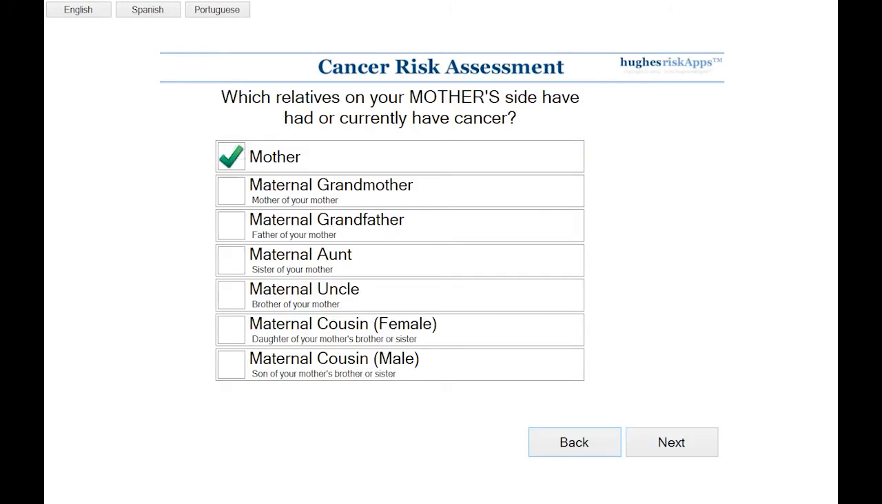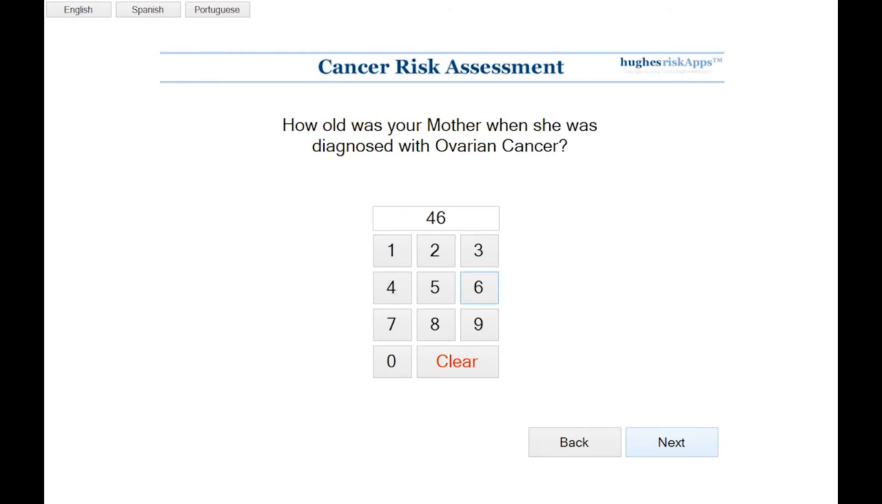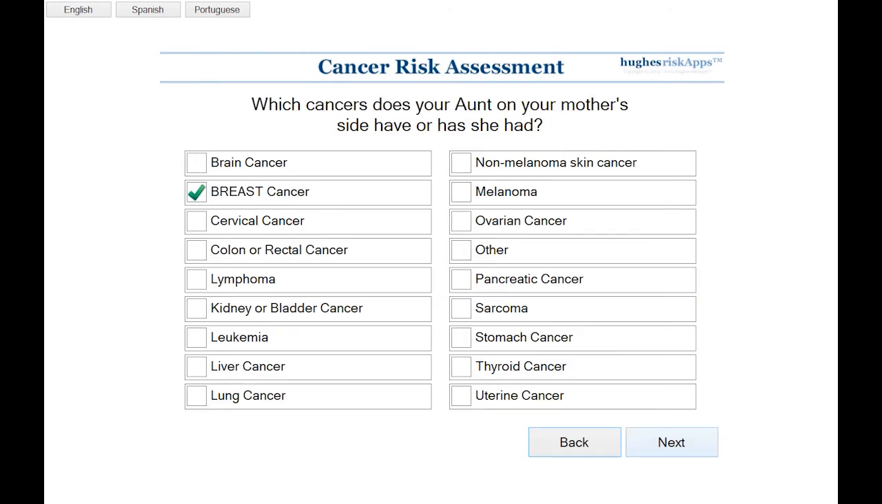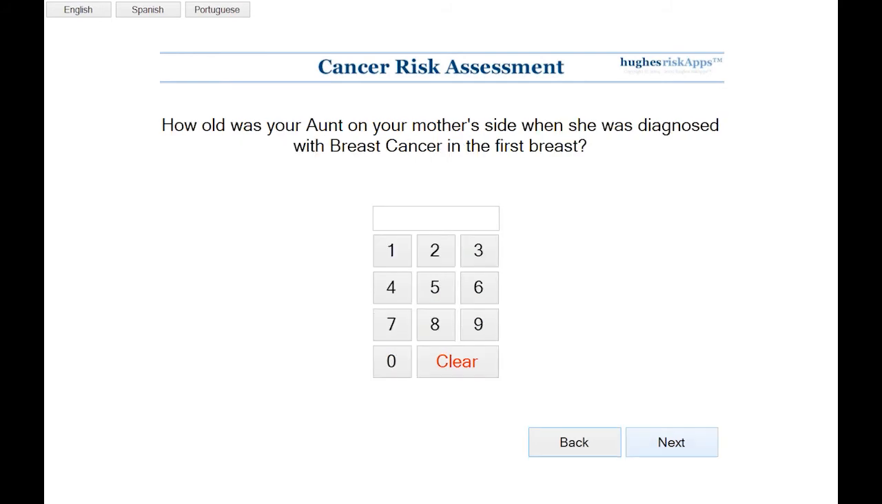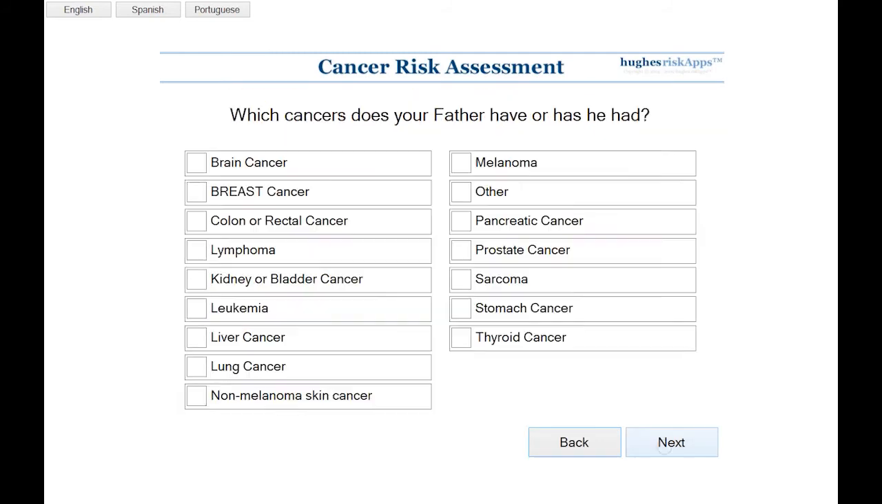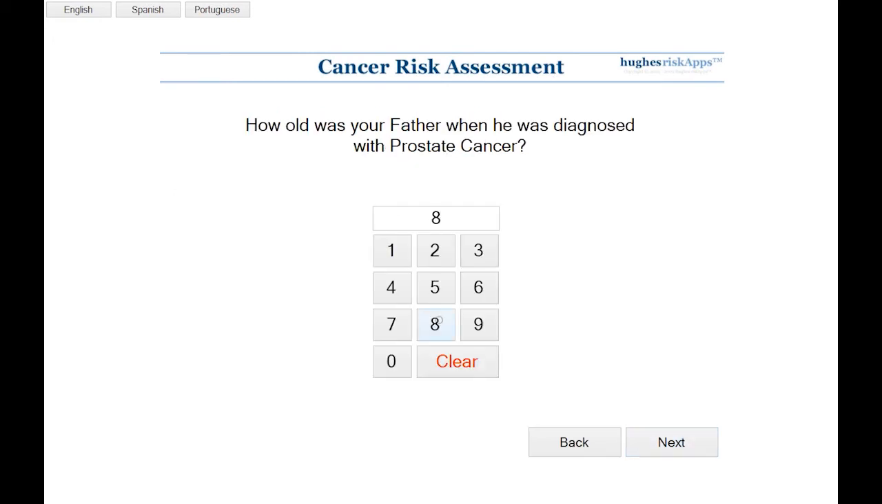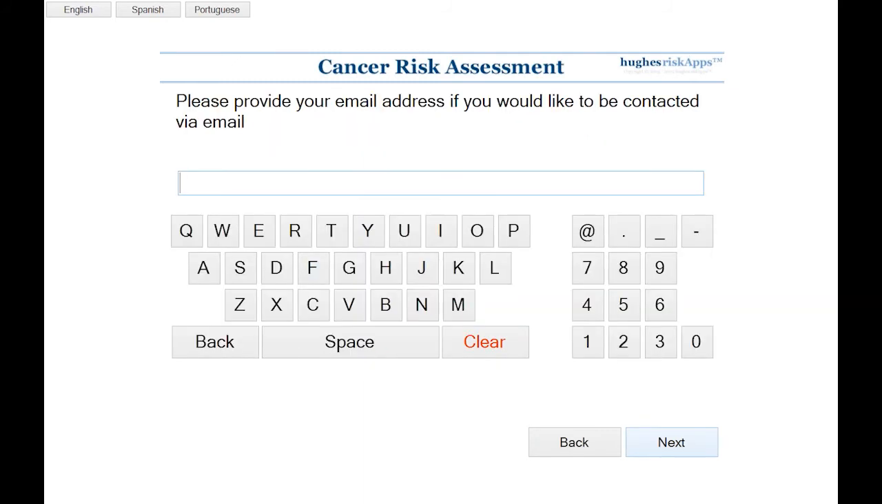Goes on to the mother's family. There's only one mother, but there could be more than one maternal aunt. The mother had ovarian as well, and she was 46. And the aunt had breast cancer. With her breast cancer, it wants to know if it's bilateral, and if bilateral, how old for the first, and then how old for the second. Goes on to the father's side of the family, and if you pick a male, you see prostate cancer rather than cervical, ovary, uterus. So he's 89. No genetic testing in this family. Put in the email address.